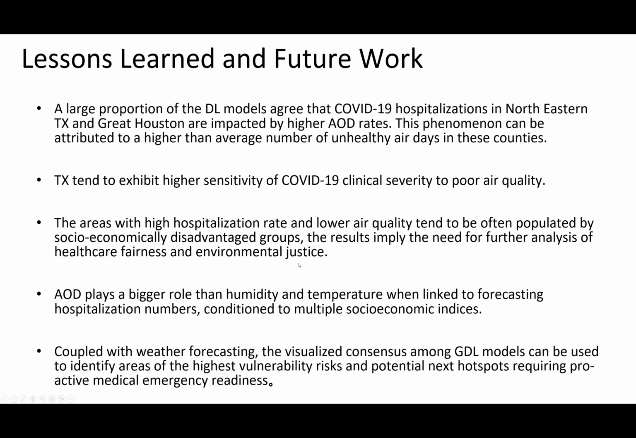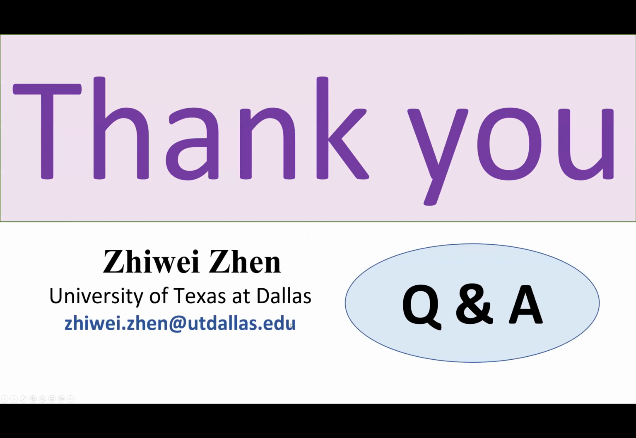So those results do imply the need for further analysis of healthcare fairness and environmental justice in those areas. From the visualization system, we see that AOD plays a bigger role than humidity and temperature when linked to forecasting hospitalization numbers. And if we can couple it with weather forecasting, those systems can be used to identify areas of the highest vulnerability risk and the potential next hotspots, which requires proactive medical emergency readiness. Thank you.